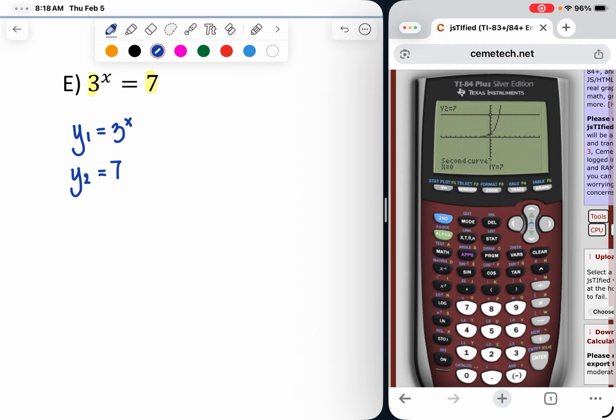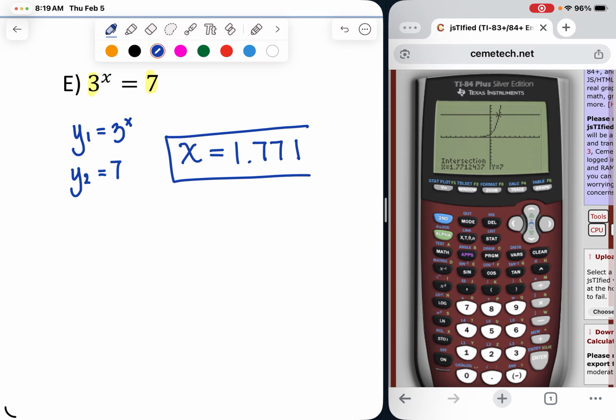Then it asks you, am I on the second curve, which is really a line. Y2, it is, if you look at the upper left-hand corner, it's on y2 equals 7. So yes, it is. And then it's saying, should I guess the intersection of these two? Yeah, that's why I came to you. Hit enter, and then it tells you the x value at which they intersect. We are going to round to 3 decimal places because there are no directions, and that's what we do when we have no directions.